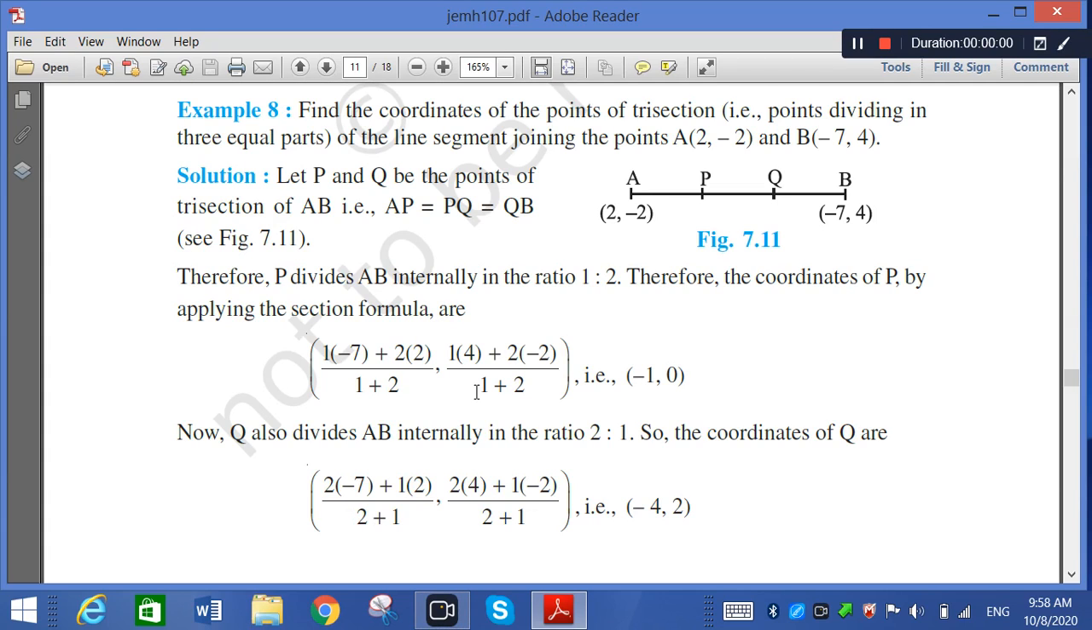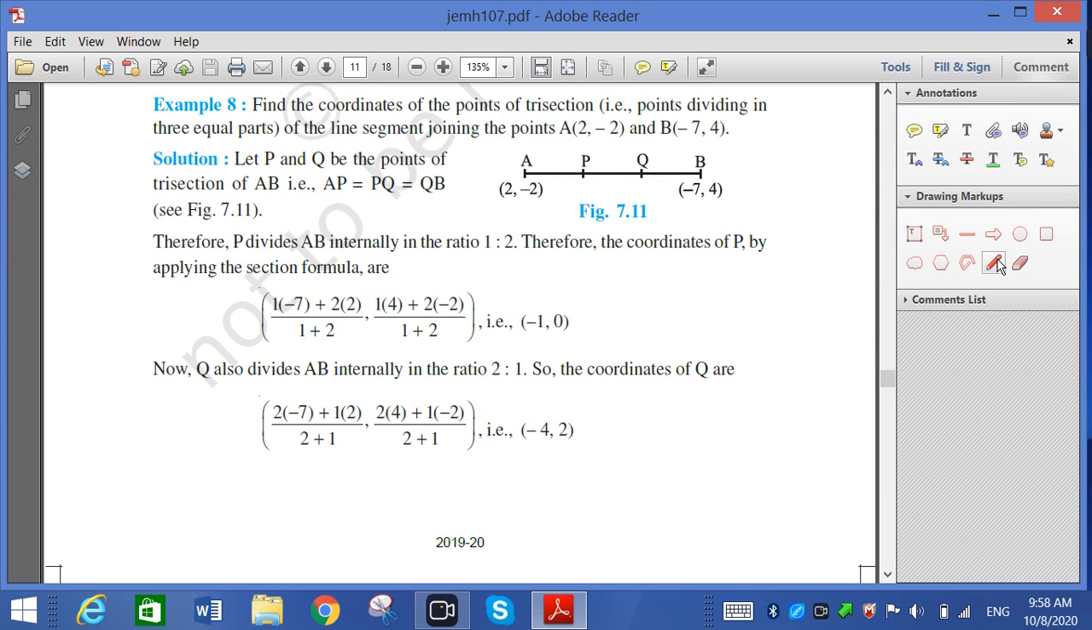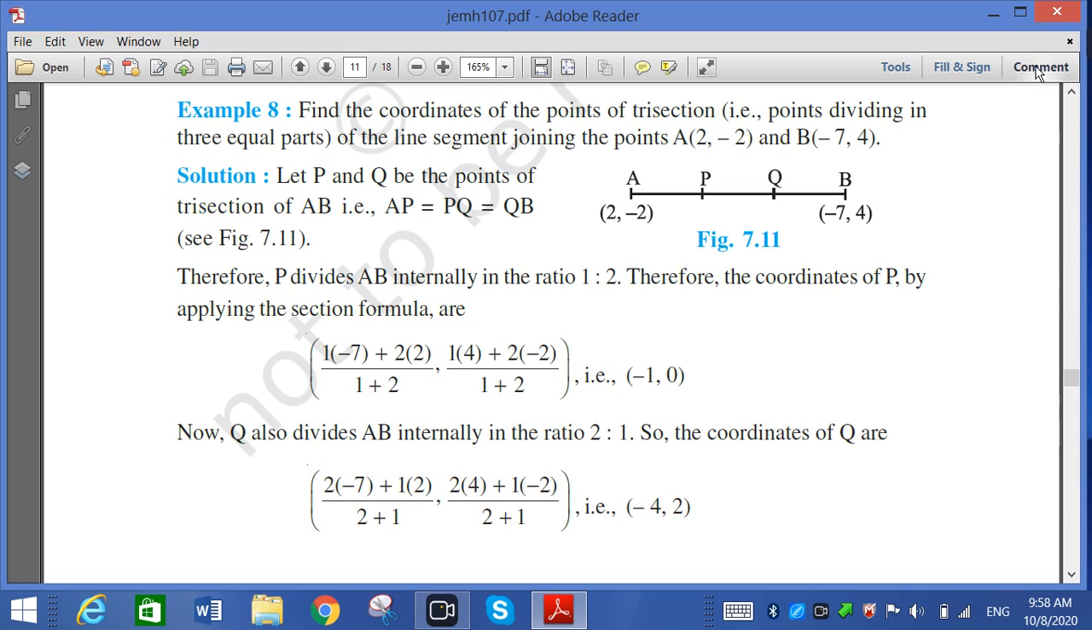Good morning, friend. In the last lecture, we discussed the section formula. We derived it, explained it, and completed some sums related to it. Today, more sums related to the section formula. First of all, we will discuss the example and then go on to exercise 7.2.